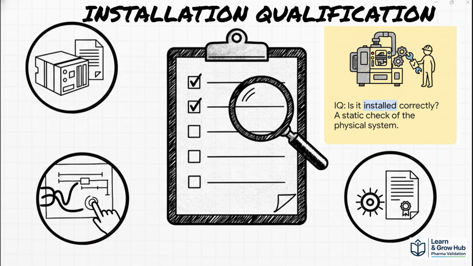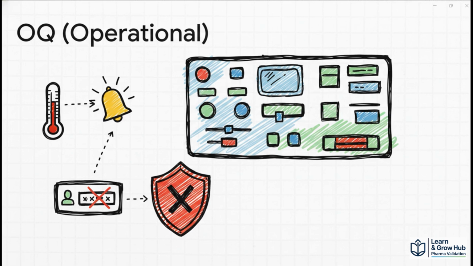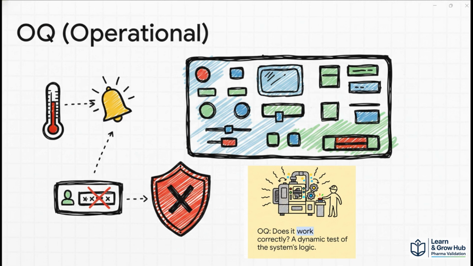Next is the operational qualification, OQ. This answers if the system works as intended. In the OQ, we test the system logic. If the temperature goes above the limit, does the alarm come on? If you try to log in with the wrong password, is access denied? We test normal conditions, but we also test alarms and failures. The OQ proves that the system functions correctly and all interlocks work.